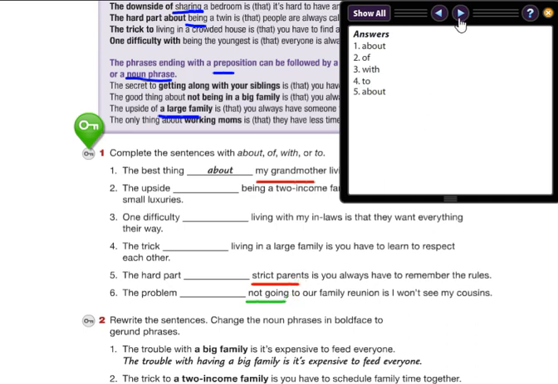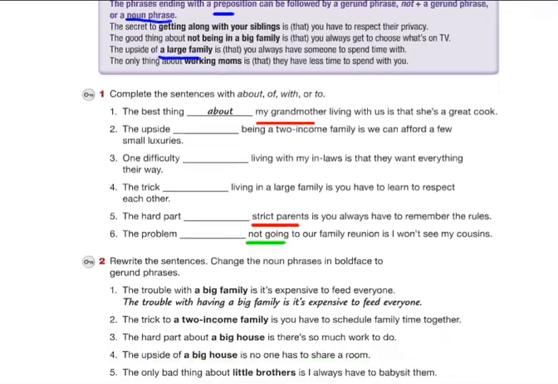Okay. So the problem, that's the problem, the collocation: the problem with not going to our family reunion is I won't see my cousins. And then here you have all your answers. So please, before doing your activities, try to do them by yourself and check that you're doing them correctly. So in that way you will learn. And then we continue to the next section of the same grammar.